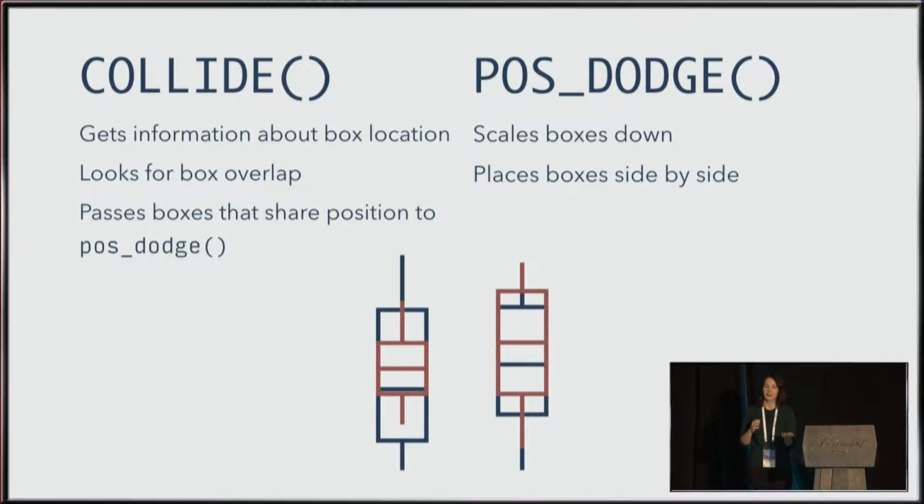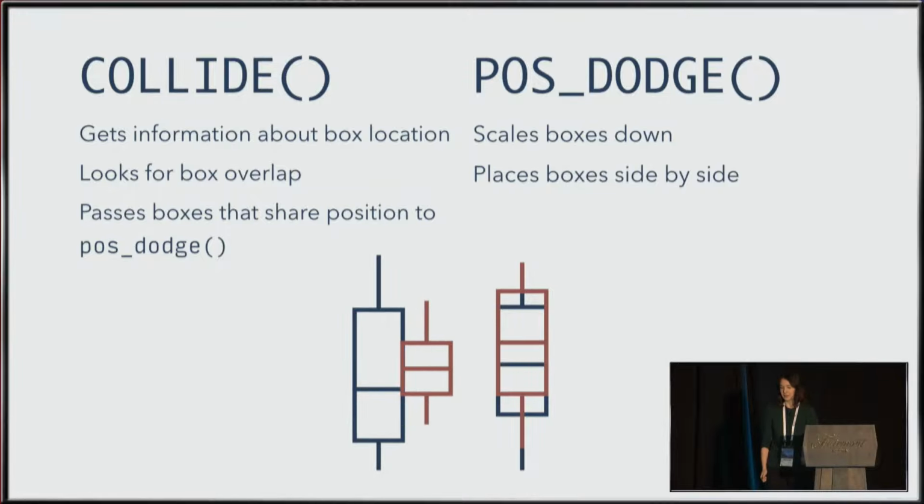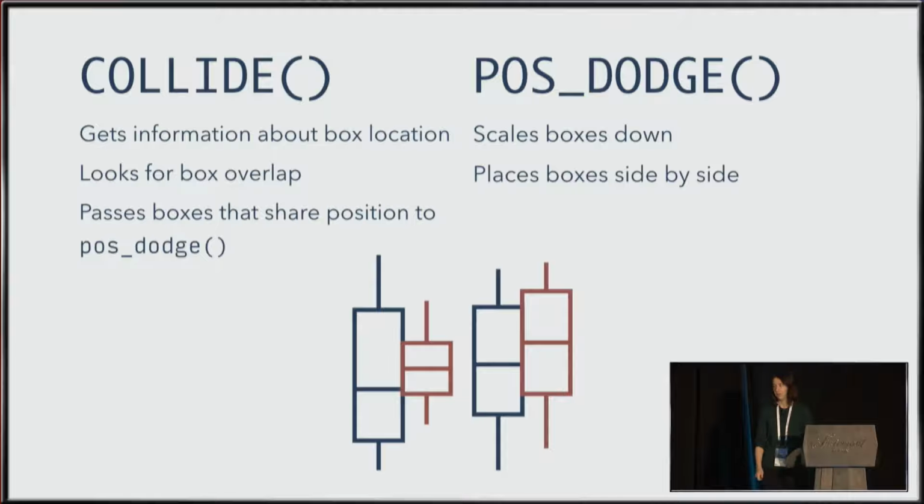So at a high level, what collide does is that it gets information about the boxes before they've been moved side to side. So it gets these overlapping boxes, looks for the overlap, and then sends all of the overlapping boxes to pos dodge, which will shrink them down and move them side by side. And so the boxes look like this figure when they arrive to collide, and then in groups, they get sent to pos dodge. So one will go, and then the next will go. And pos dodge is the one that moves them side to side.